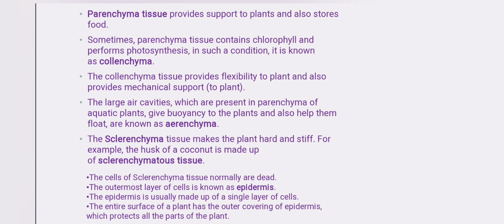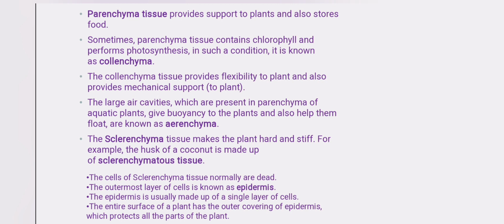Then the large air cavities which are present in the parenchyma of aquatic plants give buoyancy to the plants and also help them float. These are known as aerenchyma. Buoyancy is the tendency of a body to float or to rise when submerged in a fluid. Like the roots and shoots of several aquatic plants float on the surface of the water.